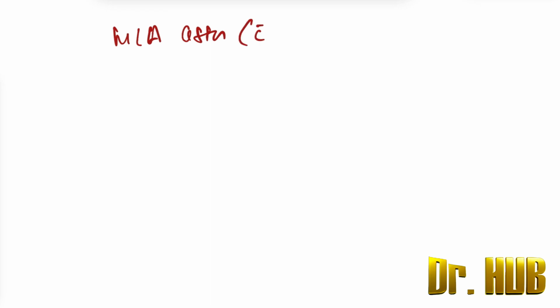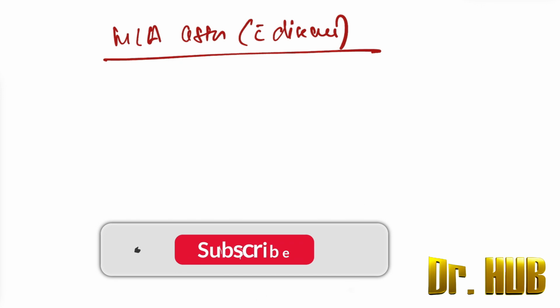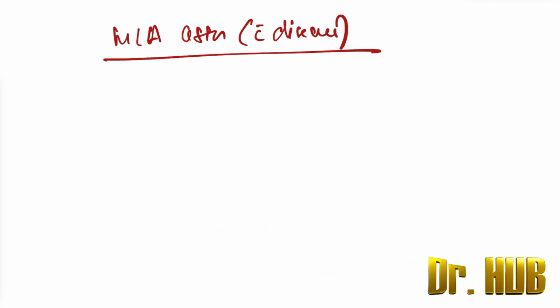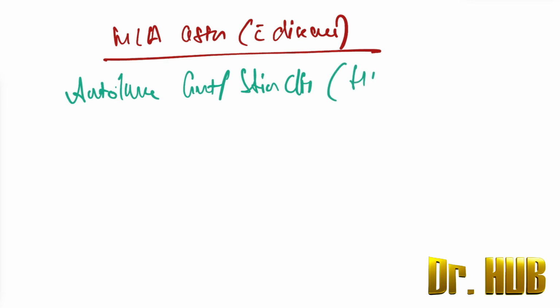Today we'll look at the HLA association. So the HLA association is with the disease. To begin with, first there are the autoimmune gut and skin diseases and their HLA associations. We're looking at the autoimmune gut as well as the skin diseases and the HLA associations.